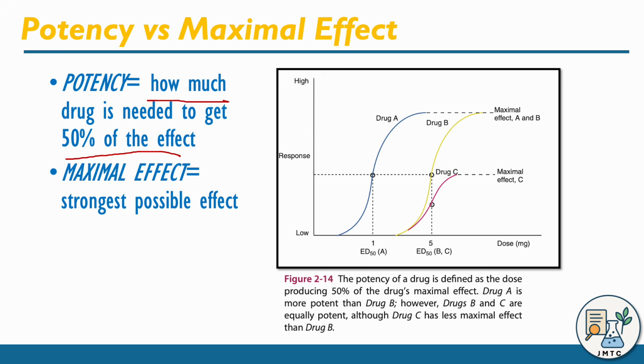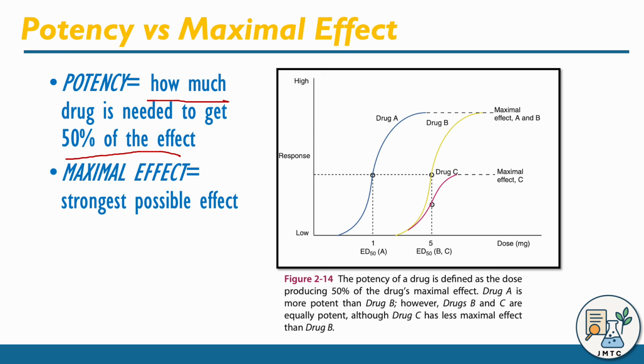For example, you have two pain relievers. Sa drug A natin, one tablet can already relieve 50% of the pain. But for drug B, naka 5 na tablets ka na, that's only the time that you felt relieved 50% from the pain. Therefore, si drug A is more potent because you need less of it. So, always remember, the lower the ED50, the higher the potency. Mas potent yung drug natin.